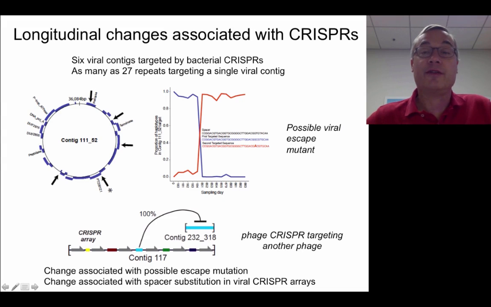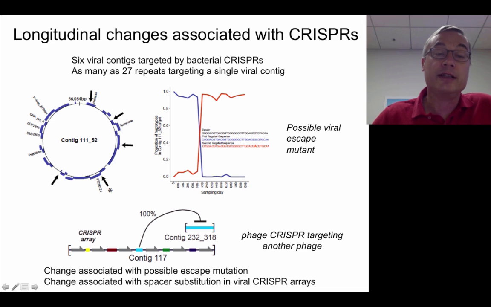We could see action of the CRISPR system in our data set. Remember I said we sequenced bacterial DNA also from stool from this individual. And so we found CRISPR systems in what we infer to be bacteria. We found 6 viral contigs that were targeted by bacterial CRISPRs, and as many as 27 repeats targeting a single viral contig in a CRISPR. This just shows one of our contigs, and arrows show the points where CRISPRs could be found, bacterial encoded CRISPR spacers matched to sequences in the virus as shown here.